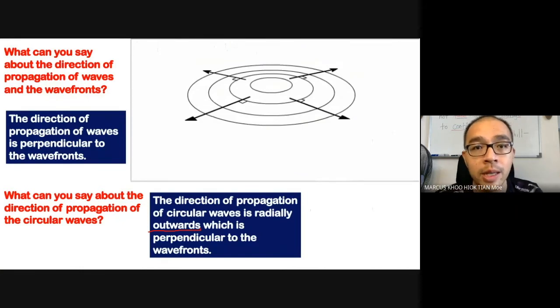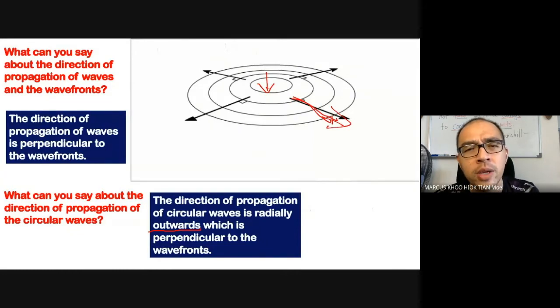One of you asked me the other day, how come if we drop a stone in the middle, the wave moves outwards? I thought that was a very interesting question because I never thought about it before. I always thought that it's very natural. When we drop a stone in here, the wave that is produced, the wavefront, will move outwards.